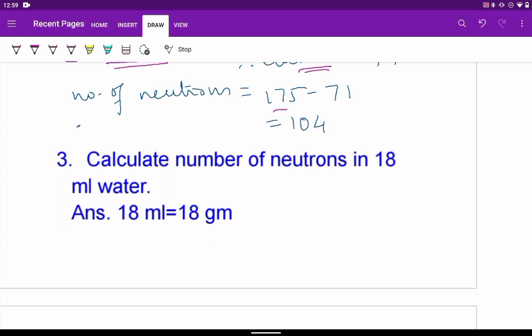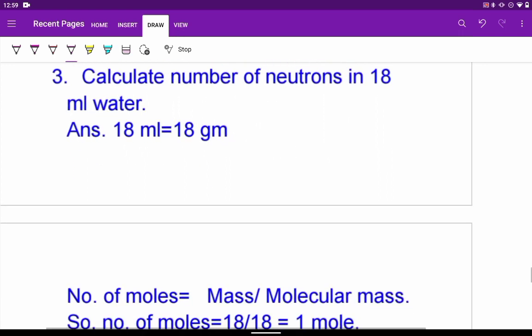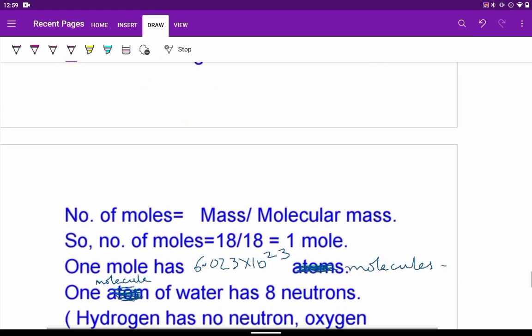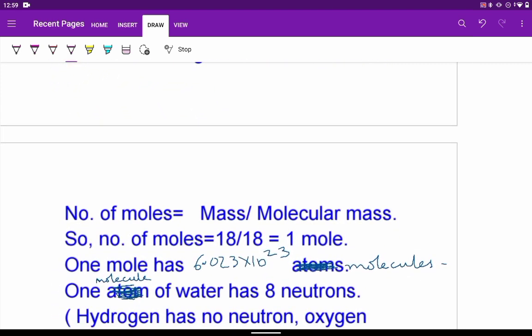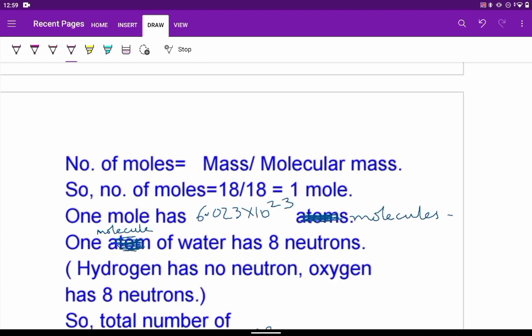Next one is a very good question. Calculate the number of neutrons in 18 ml of water. Now 18 ml means 18 grams, that you all know. Now we need to find out the number of moles first. How do we calculate moles? Given mass divided by molecular mass. In this question, the given mass is 18 grams, and as we know, for water the molecular mass is also 18 grams. So the number of moles will be 18 by 18, that is equal to 1 mole.